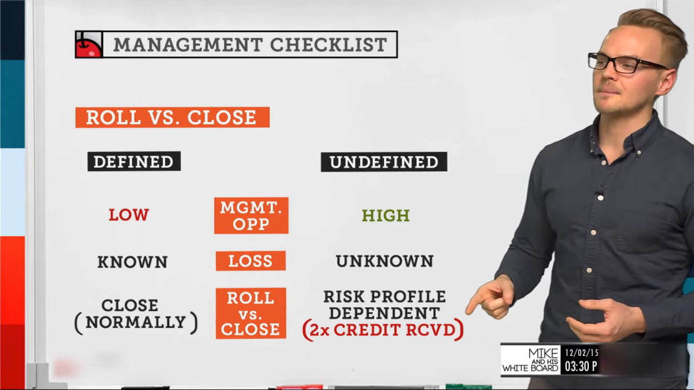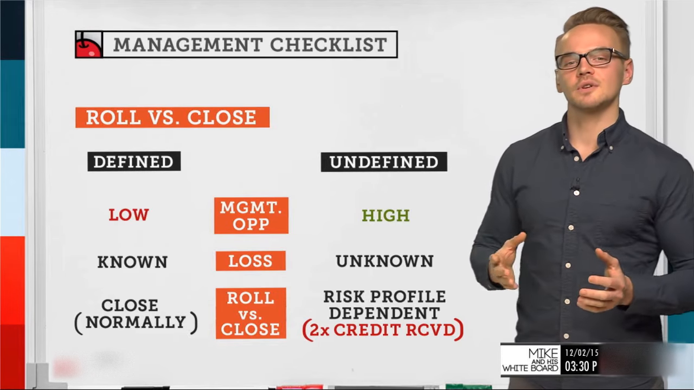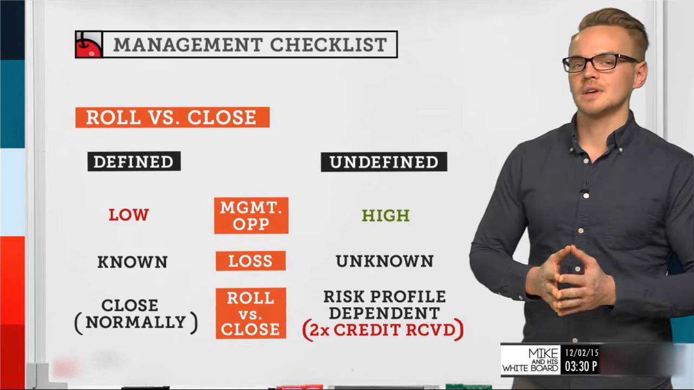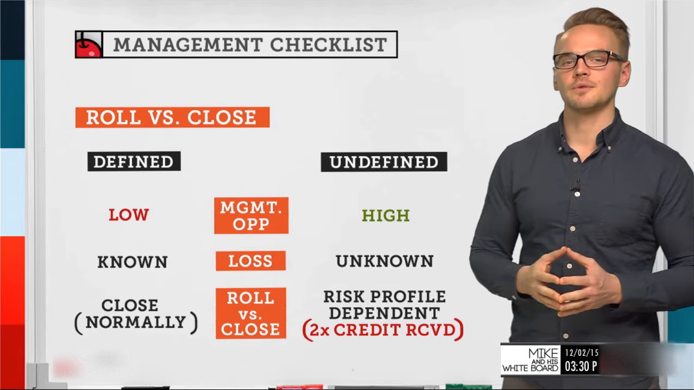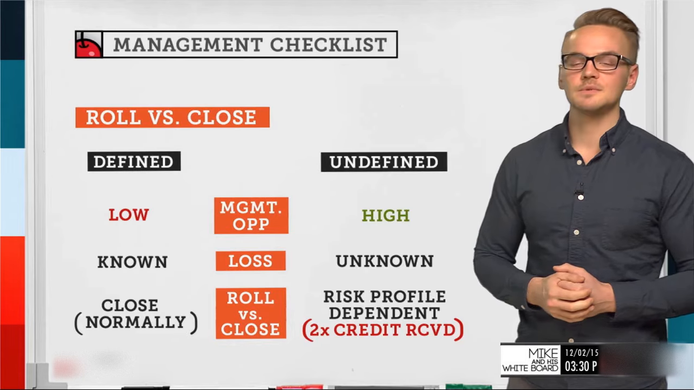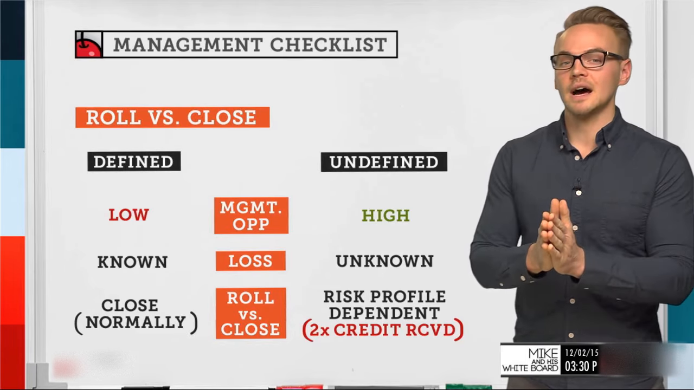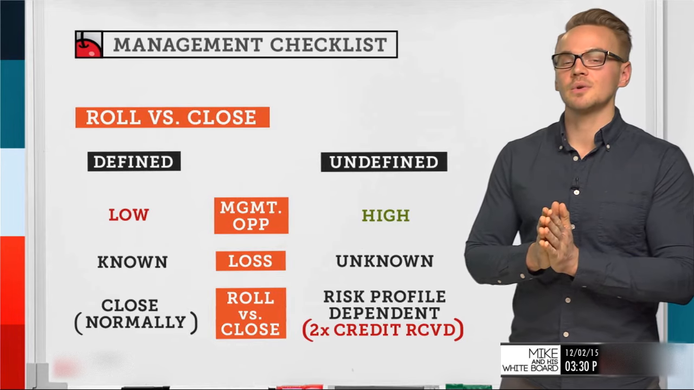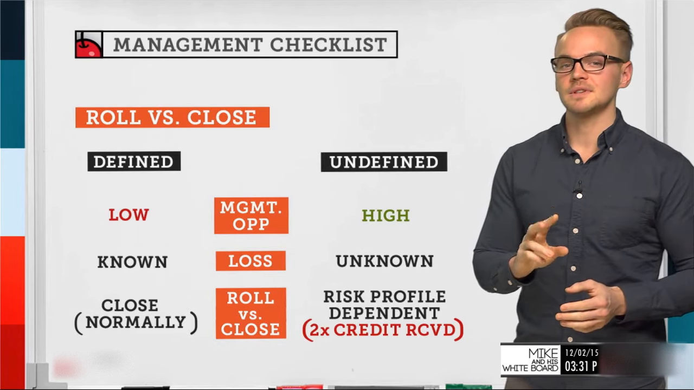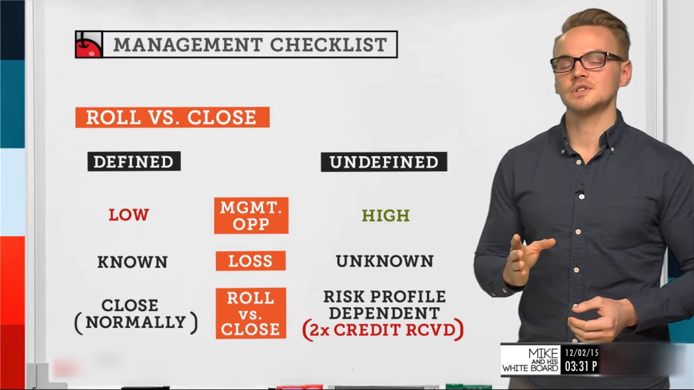So when I'm saying 2 times credit received here, I'm talking about the original credit that I received for that trade. So let's say I sold a put for $1. If I were to follow this rule of 2 times credit received, I would be closing that put when it was worth $3, because that would be showing me a loss of $2 since I sold it for $1. And that would be 2 times my original credit received.